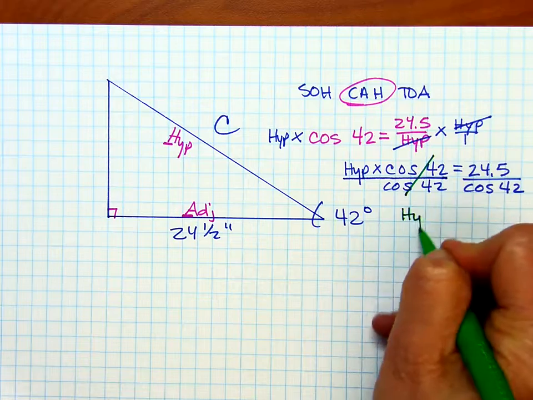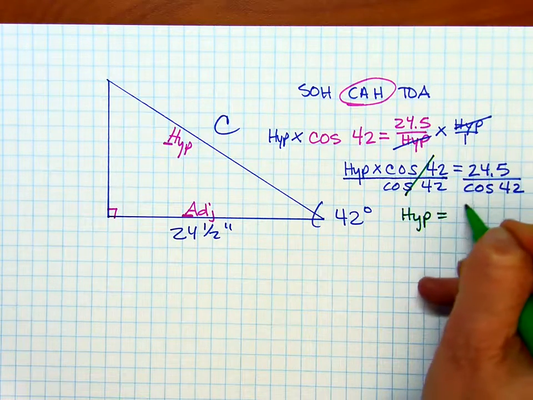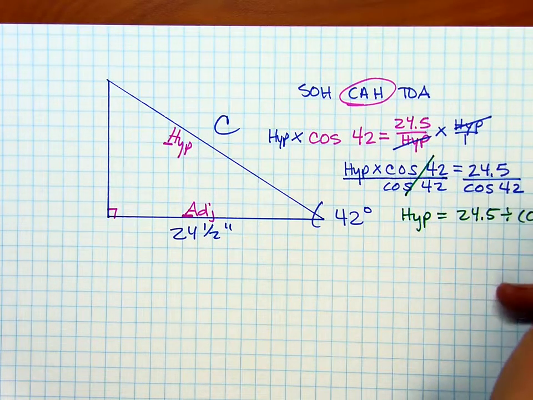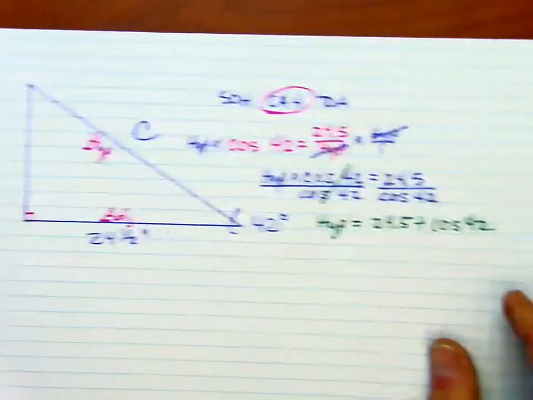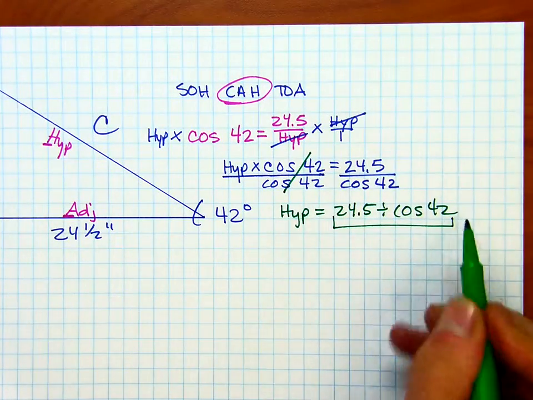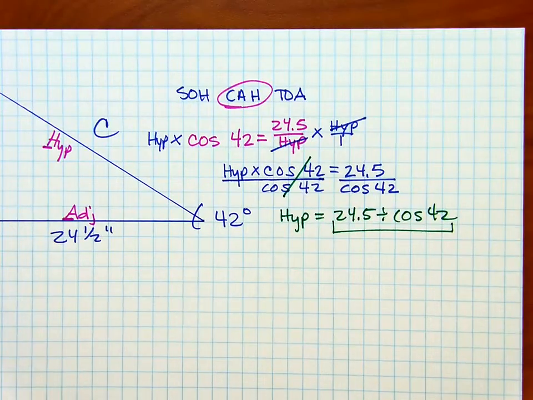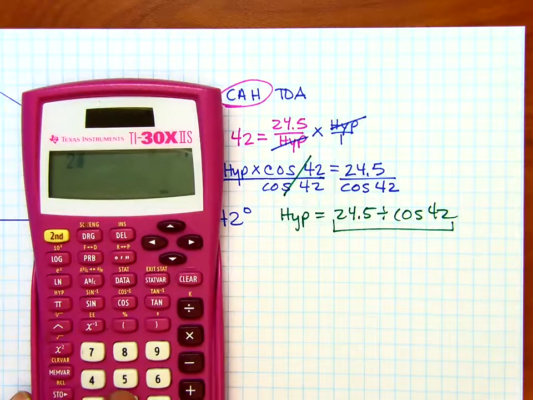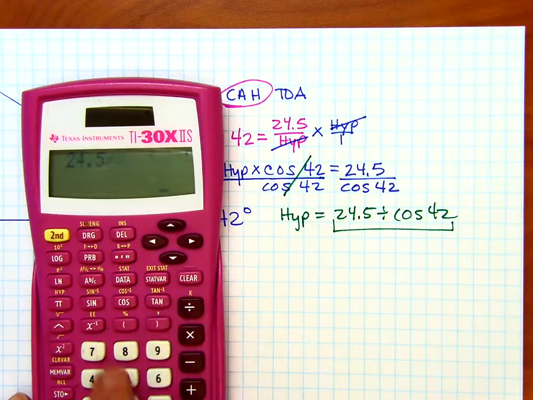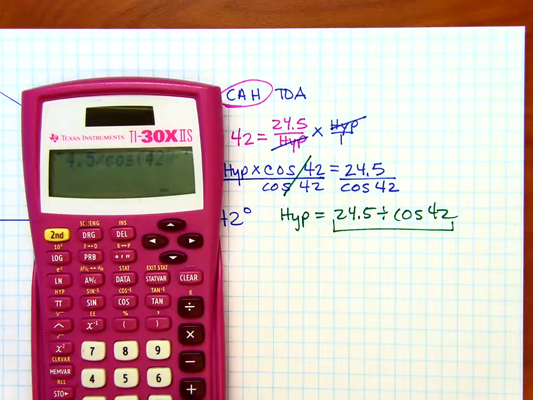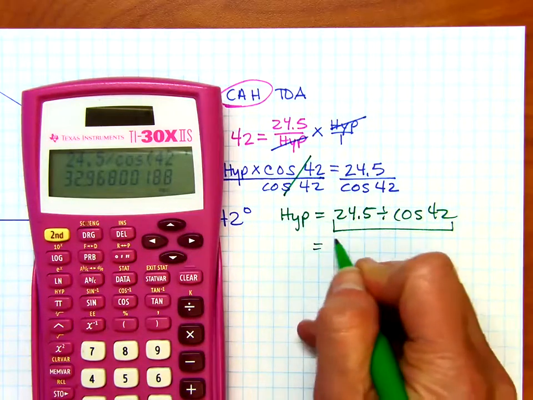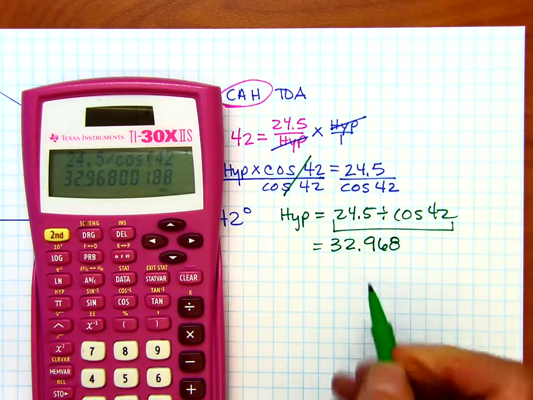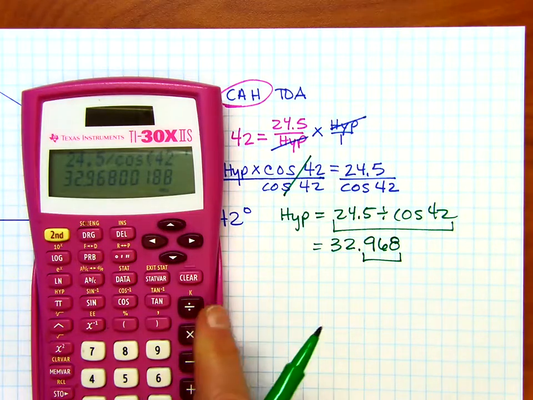We're left with hypotenuse equals 24.5 divided by cosine 42. And this is what you would plug into your calculator right here. So let's go ahead and try that one. And we've got 24.5 divided by cosine 42, and we're left with 32.968. And we'll go ahead and convert this decimal to the nearest 16th.